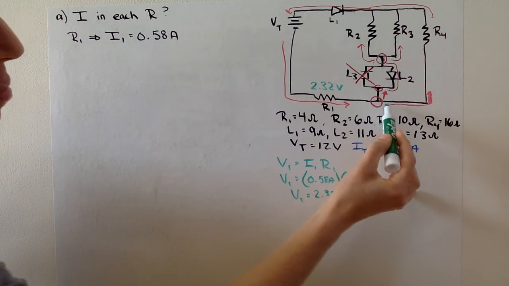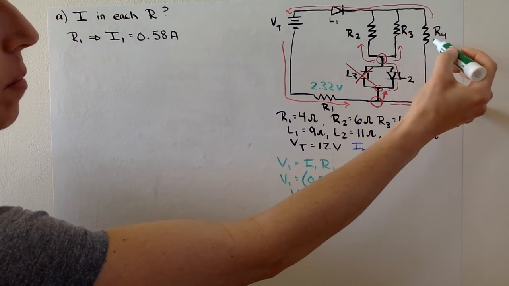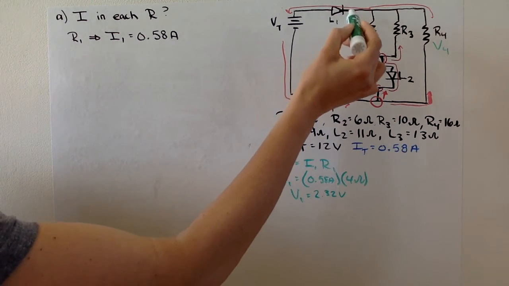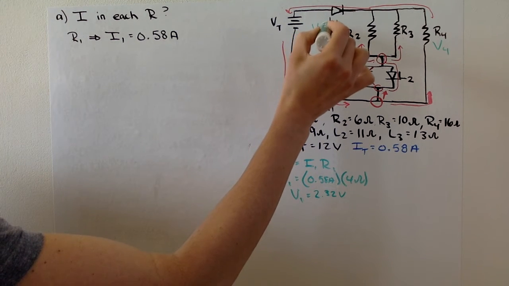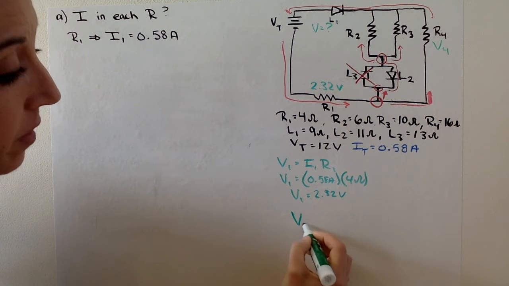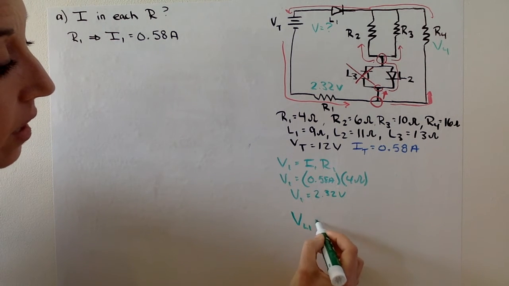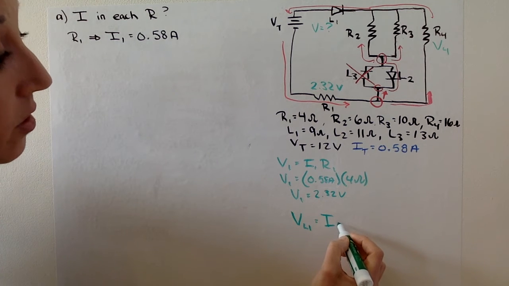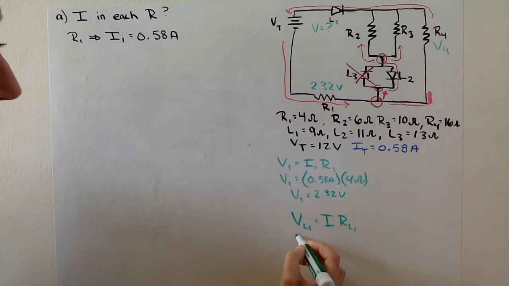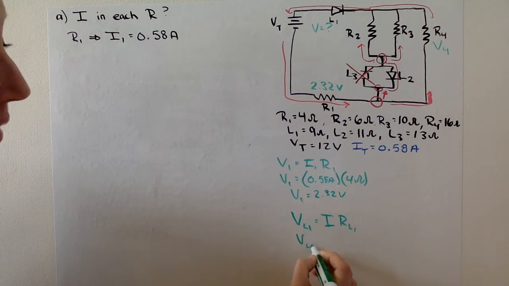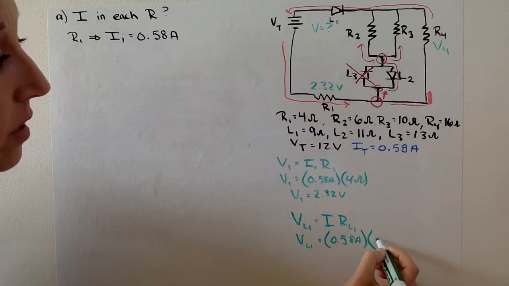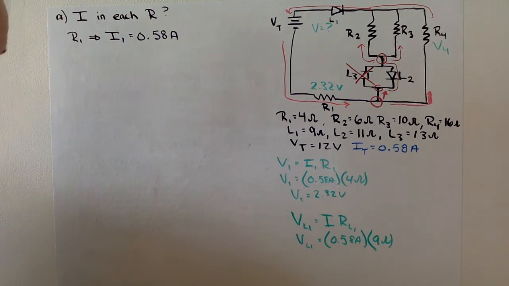Okay, and it's going to go here, it's going to split. Whatever current decides to go through here, some of that potential will get used here. I'll call it V4. And then you also have L1 to deal with. So I want to find the voltage here as well. Now, all of the current is also going through there. So I'm going to find the potential drop over L1. I'm going to use the current that goes through that, which is the total current, times the resistance of L1. So I have V of L1 equals 0.58 amps times the resistance of L1, which was 9 ohms.